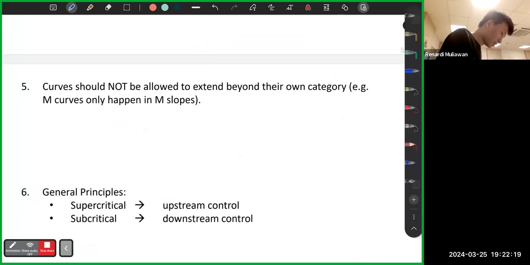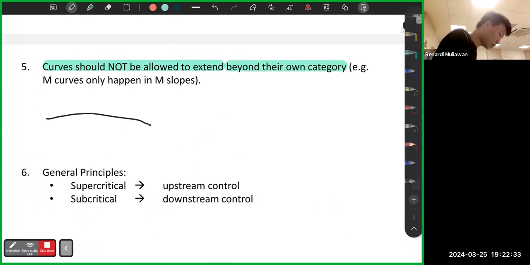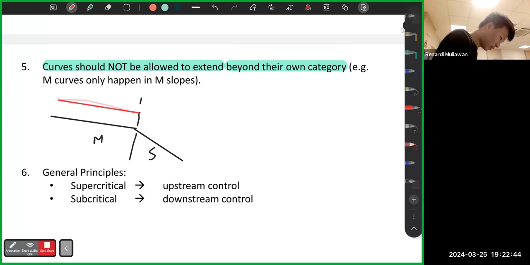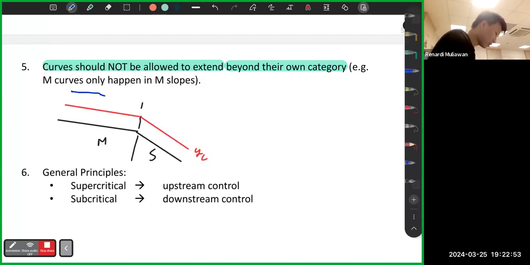So now, let's go to the actual rules. Just now it was just the naming conventions. First things first, curves should not be allowed to extend beyond their own category. What does this mean? If you look at the example just now, the M slope and the S slope, let's say this is YC. If you look at how this behaves later, it's actually M2 like this, S2 like this.